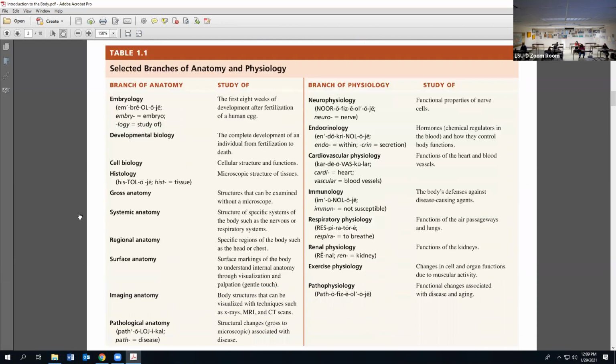Table 1.1 here at the bottom is a table that you would find in your textbook. If you were to actually open it up and look inside, you would be able to see this table. Looking at the left here, there are selected branches of anatomy. On the right, there are selected branches of physiology.